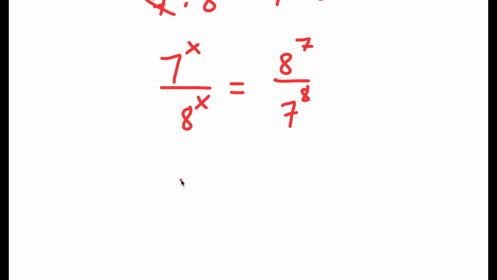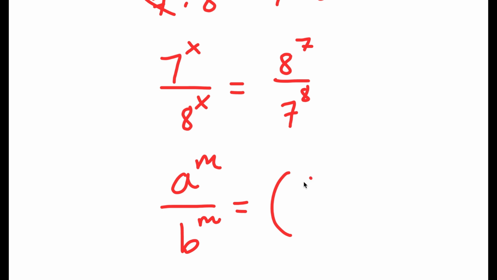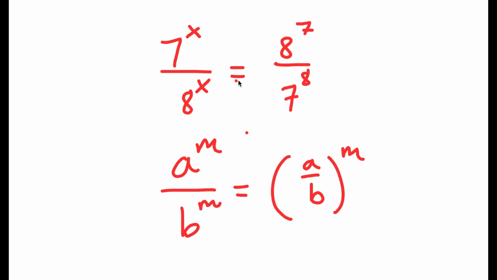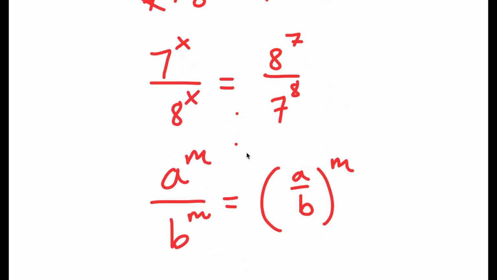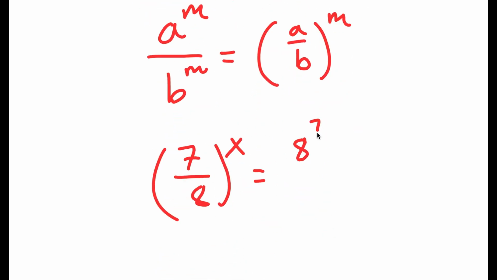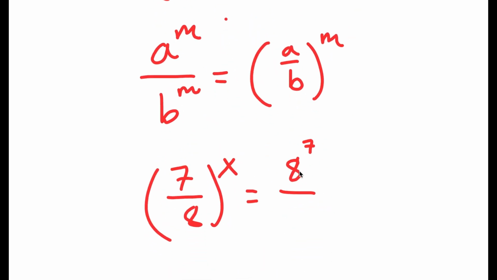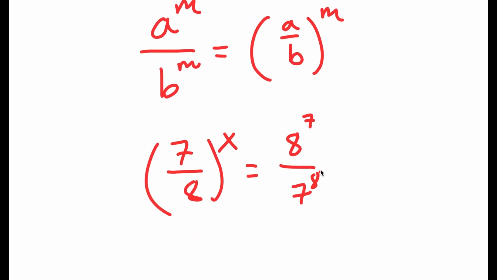Now, if I have something in the form a to the power of m over b to the power of m, this is equal to a over b, to the power of m. So 7 to the power of x over 8 to the power of x is going to equal 7 over 8, to the power of x. And now this is equal to 8 to the power of 7 over 7 to the power of 8.